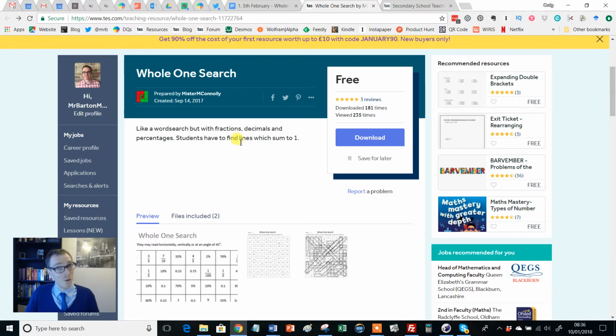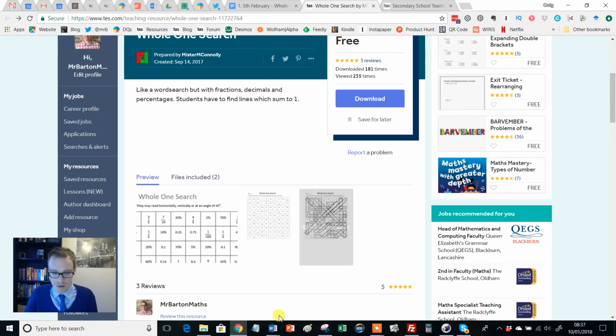It's not just any old word search, it's a mathematical word search. And the setup of it is flipping brilliant. So here it is, Whole One Search. And it's been uploaded by Mr M. Connolly. And it's designed to help students consolidate understanding of converting between fractions, decimals and percentages, or the equivalence of fractions, decimals and percentages.